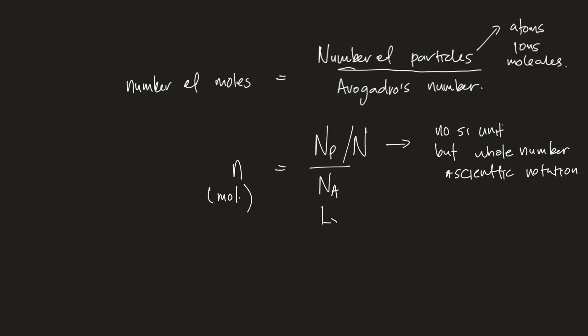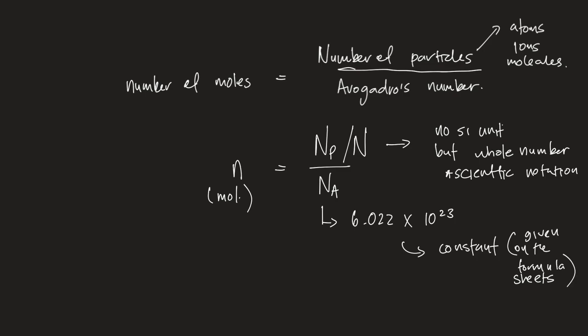And then Na over here is Avogadro's number at 6.022 times 10 to the power of 23. This is what we call a constant, and it is given on the formula sheet. Now, you were given formula sheets at the beginning of the year. Go and find this number on your chemistry formula sheet. That number will be given to you in the exam. You just need to be able to identify the number so you can use it in the correct place. All right, so let me give you an example of how this works.